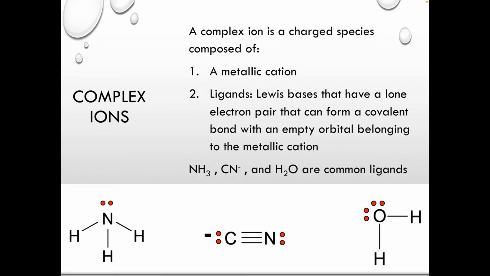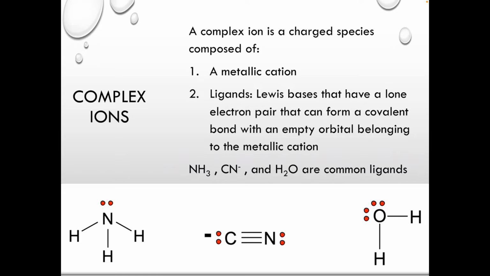Okay, so a complex ion has two different pieces. The first piece is going to be a metallic cation. So that's going to be like silver or copper or aluminum, right? Any kind of metal cation. Some are better than others at forming complex ions. And then the other part of it is the ligand. So it's stuff that has been attached to your metal cation through a covalent bond.